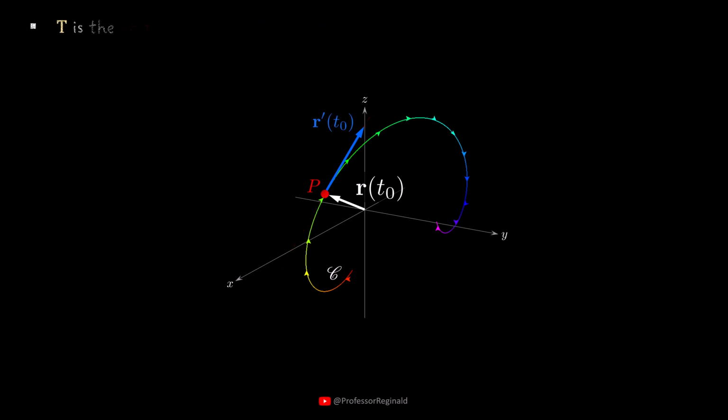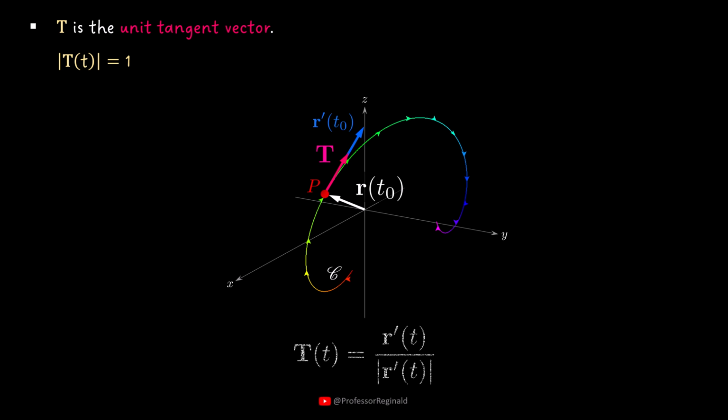T is the unit tangent vector which points to the direction of increasing parameter, just like r' of t. In the figure, the unit tangent vector points to the same direction as r' of t, the direction of increasing parameter. However, its magnitude is equal to 1. It is computed as the tangent vector, or the derivative of the vector-valued function, divided by its norm.